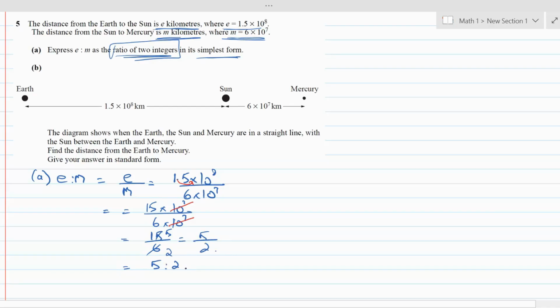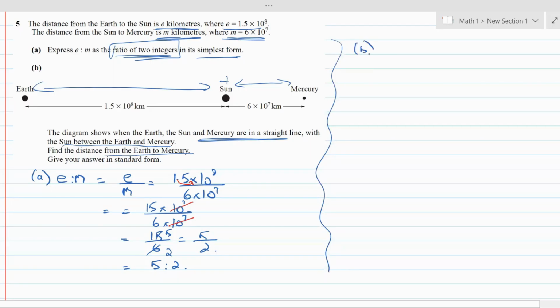Part B. It says the diagram shows when Earth, Sun, Mercury are in a straight line, with the Sun between the Earth and Mercury. Find the distance from Earth to Mercury. Earth to Mercury means the distance from Earth to the Sun has to be added to the distance from Sun to Mercury. So the total distance we have to find from Earth to Mercury.